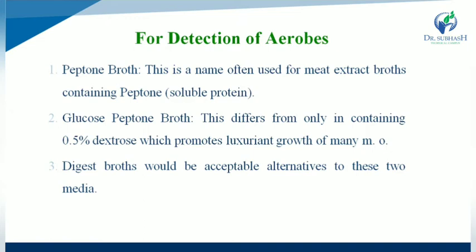So what is the difference between peptone broth and glucose peptone broth? Peptone broth is a meat extract broth which contains peptone, while glucose peptone broth contains 0.5% dextrose and promotes luxuriant growth of many microorganisms. Digest broth would be an acceptable alternative to these two media.